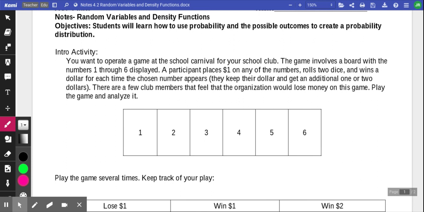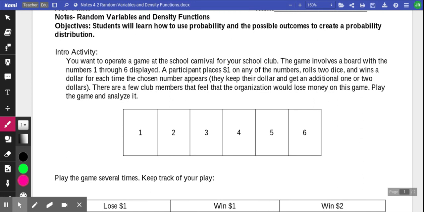Welcome back, students. Today we're going to look at what are called random variables and density functions. So to start us off, you can read through this. You can play this game if you'd like to, but we're going to think about this introductory activity.